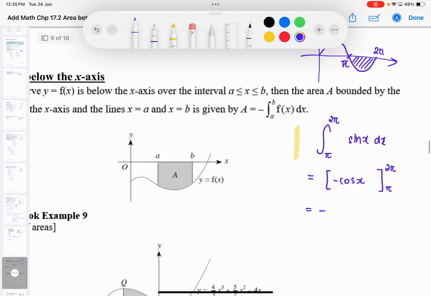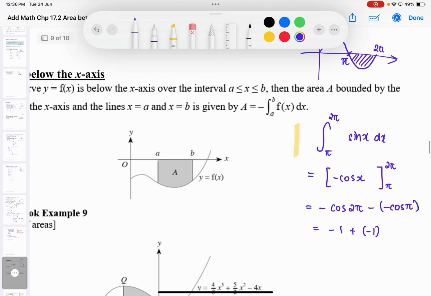Okay, and then this will be negative cosine 2 pi minus negative cosine pi. So, negative cosine 2 pi, what is it? What is cosine 2 pi? 1. And then cosine pi? Negative 1. Okay, cosine pi is negative 1. So this will give you negative 2. Can you see that? So when you integrate area that is below the x-axis, your area will become negative.